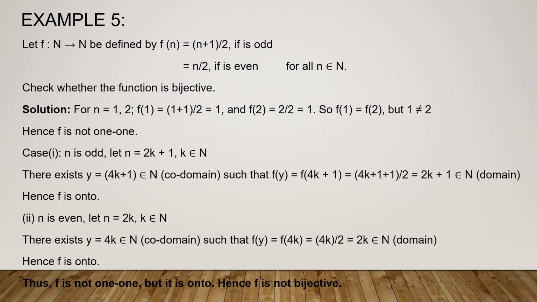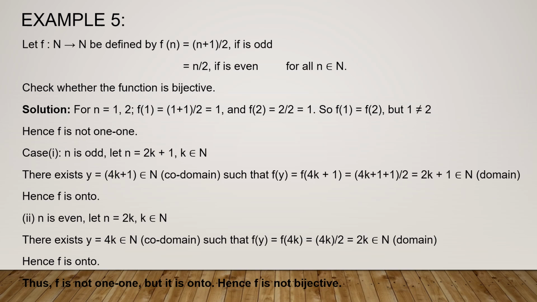What will be f of 1? F of 1: 1 is odd, so it is (1 plus 1) by 2, that is 1. F of 2: 2 is even, so the function is defined as n by 2, and 2 by 2 is 1. So now f of 1 and f of 2 both have the same value 1, but can you say 1 equals 2? No. So f is not one-one, correct?